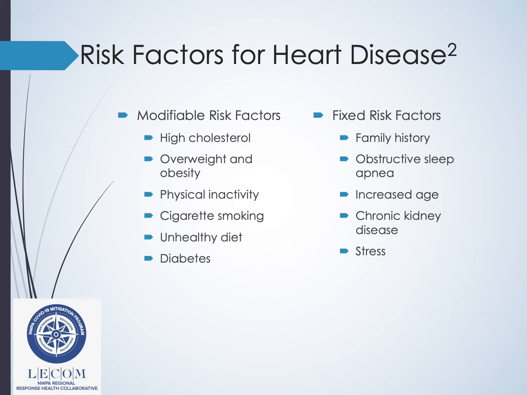And then we also have other factors called fixed risk factors. These are factors that cannot be changed, or even if they are changed, they will not reduce the risk of developing heart disease. For example, we have family history. These are patients born with a gene or a combination of genes that affect blood pressure. Then we have obstructive sleep apnea, so difficulty falling asleep or difficulty waking up after sleeping. Then we also have increased age, as patients grow older, they have a greater risk of developing heart disease.